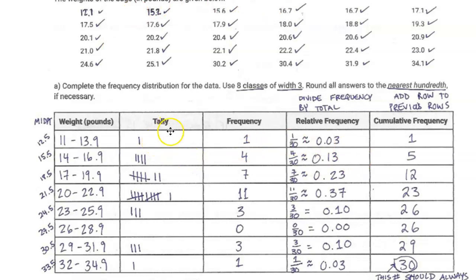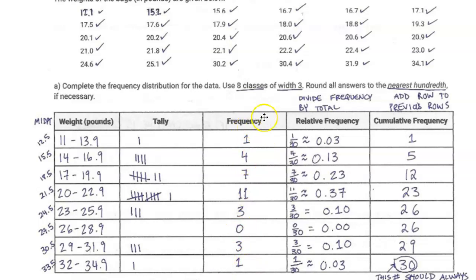All right, the next column is tallies. We're just counting the number. You can see the check marks here. We're counting the number of data values that fall within these classes. So there's one data value that falls within 11 to 13.9, and that's 12.1. 15.2 is one of the ones that falls within 14 to 16.9. There's 4 of those in total, and so on and so forth.